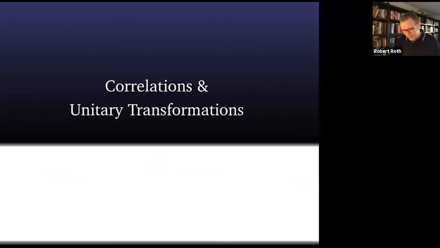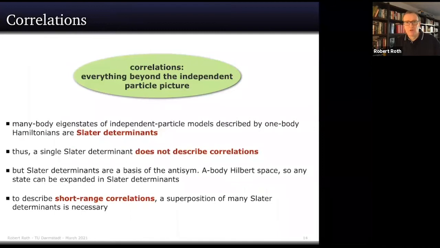Okay. Now, let's come back to this observation that the interaction induces correlations in our many-body wave function. Let's define what we mean by correlations first. The simplistic point of view is that correlations are everything beyond the independent particle picture. Independent particle means you have non-interacting particles in some kind of potential well, for example, and you just fill up single particle levels according to the Pauli principle, and you build your many-body state as a Slater determinant of these single particle states.